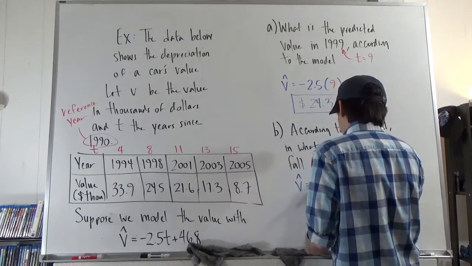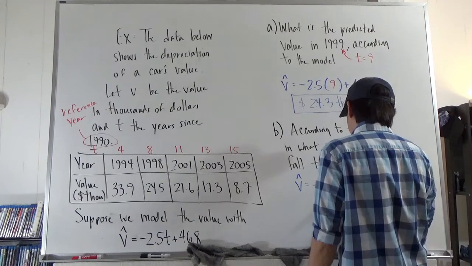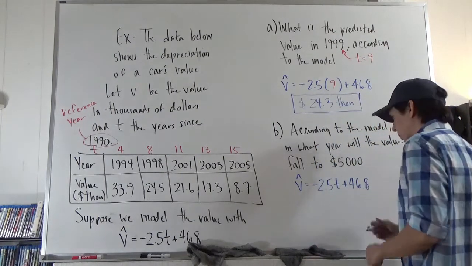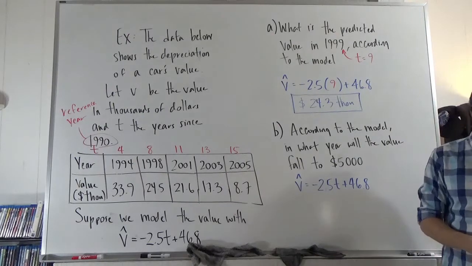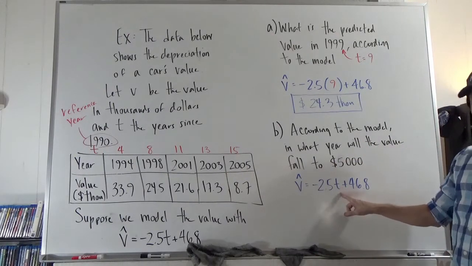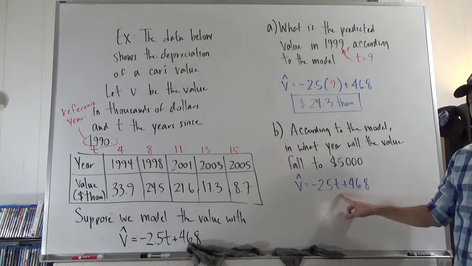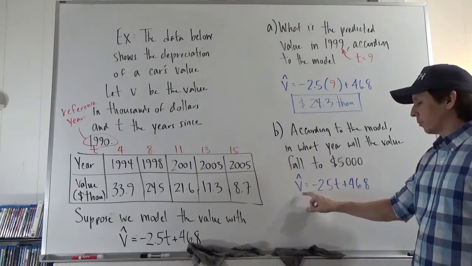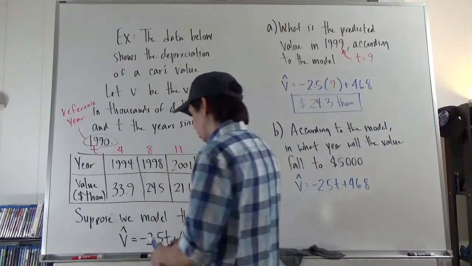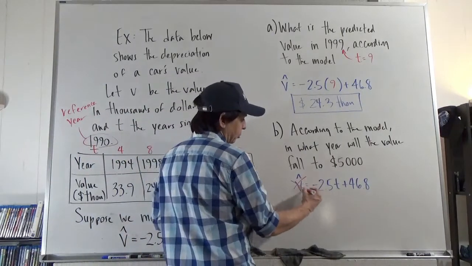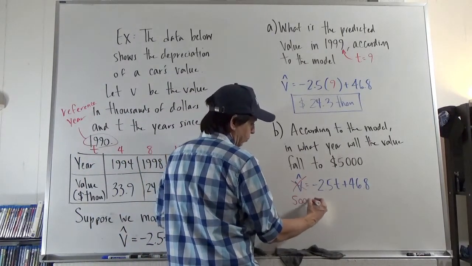I'm going to write the full equation first, and then rub out something and replace it. They want to find the year. Year is represented by, or related to, t. So they give us a value. Now here's an issue that comes up in the homework, and you have to be careful. We are not going to replace this with $5,000. That's going to give you a wrong answer.